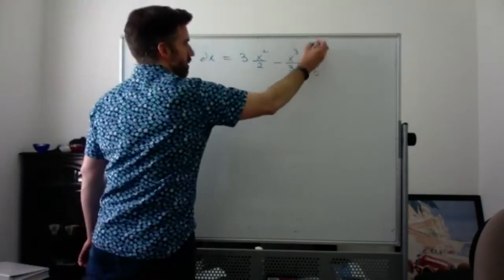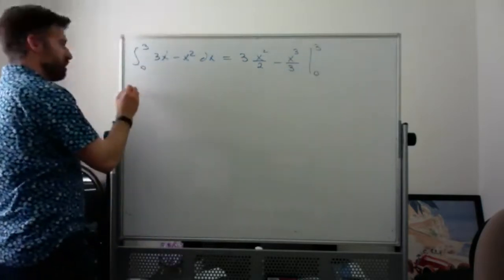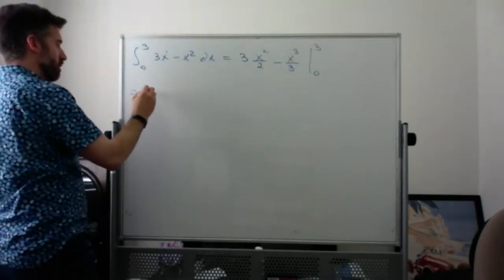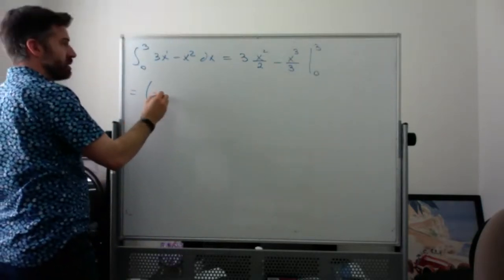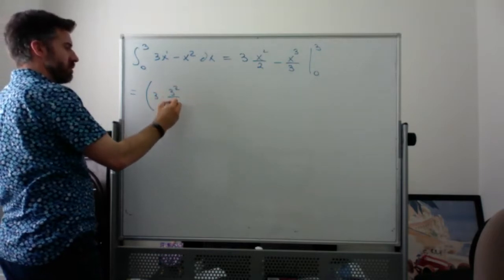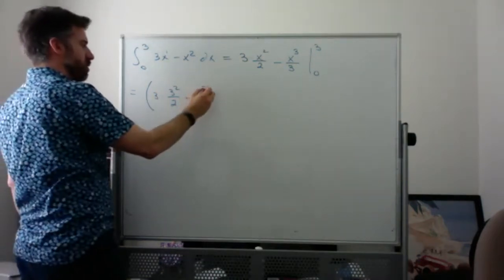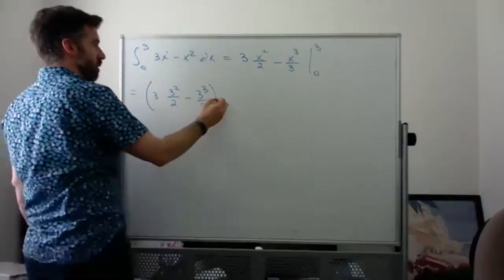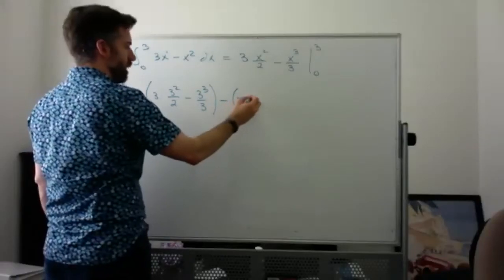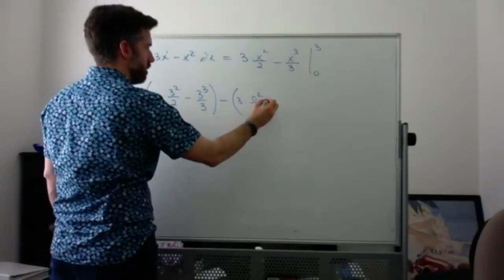Evaluating between 0 and 3. So let's see, I'm going to get 3 times 3 squared over 2 minus 3 cubed over 3 minus 3 times 0 squared over 2 minus 0 cubed over 3.